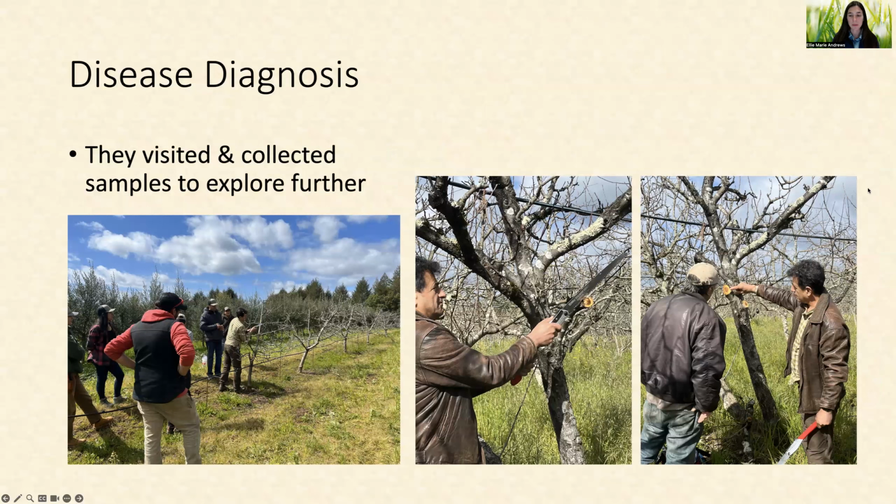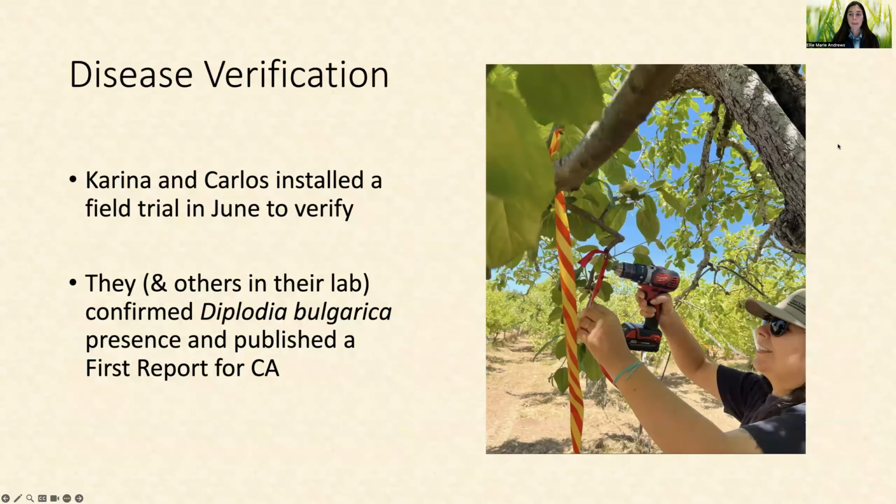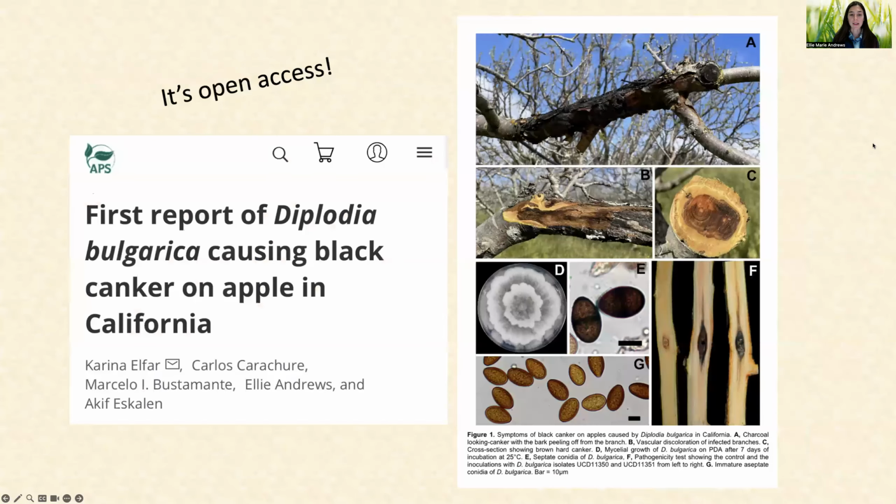So they came out, they took some samples. We talked with people about what this potentially could mean and also how to manage it effectively. And then here's a photo of Karina here. She and Carlos, another person in their lab, installed a field trial in an apple orchard in our region last June to verify these pathogens are actually here and that they cause the disease symptoms that we're seeing. So folks from this lab confirmed Diplodia bulgarca presence and published a first report for California late last year.